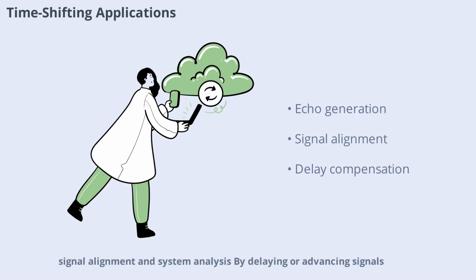By delaying or advancing signals, engineers can synchronize systems, compensate for delays, and model real-world phenomena. Mastering time shifting is essential for effective signal processing.